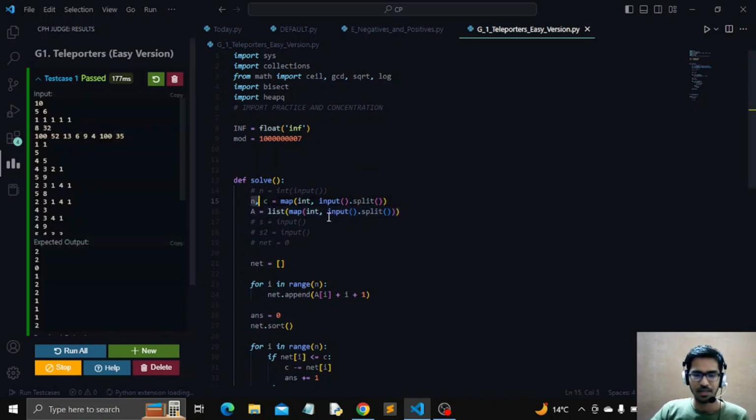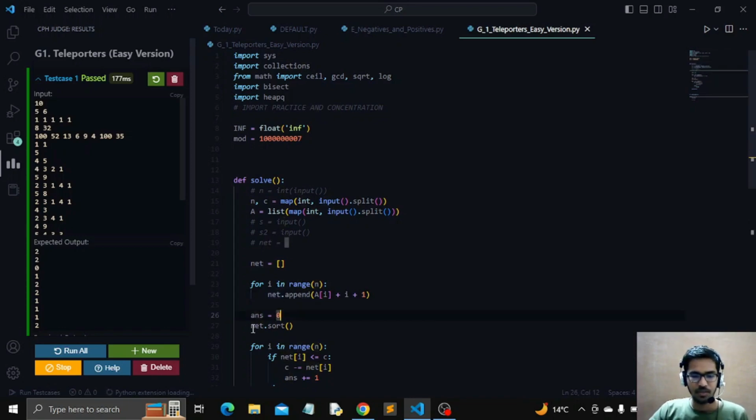For each test case, after taking in the input, I have created a new array where I will be storing the total cost of teleporting from a particular point. I iterate through all the points, and here I am calculating the cost of teleporting. So a_i is the cost of teleporting plus i plus 1 is the cost of reaching that point, and I am storing this in this array net.